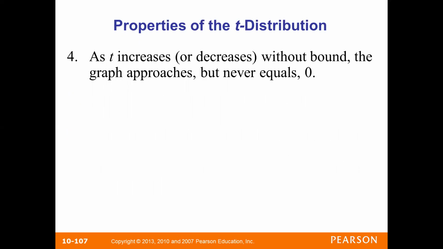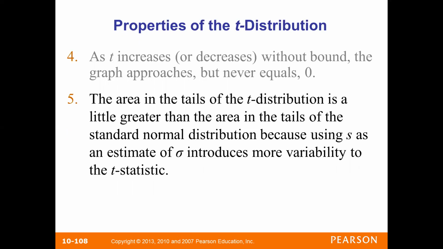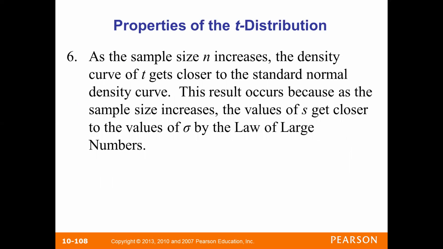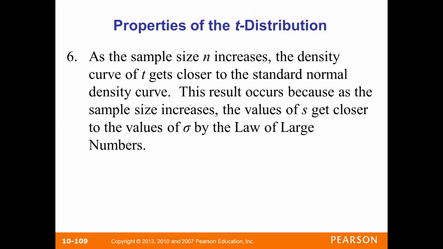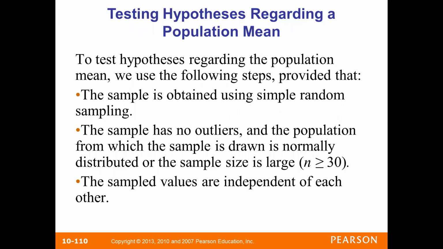And as t increases without bound, the graph approaches 0 but never equals it. Again, the further we get away from 0, the smaller the probability, but there will still be some positive probability. And the reason that we have more room in the tails is because we're using s to estimate sigma. As the sample size increases, that t-distribution will get closer to the normal curve. So those are all things that we talked about previously.